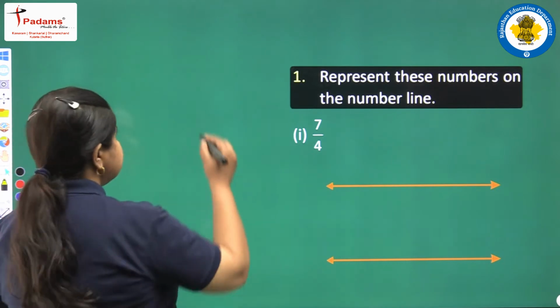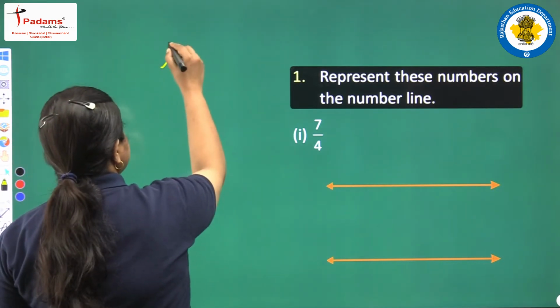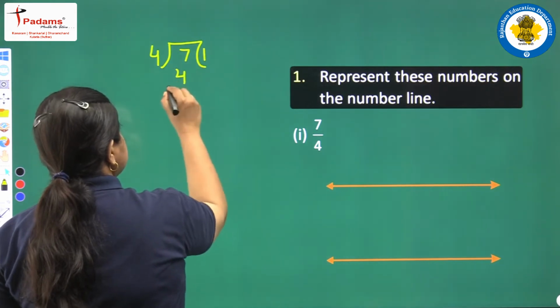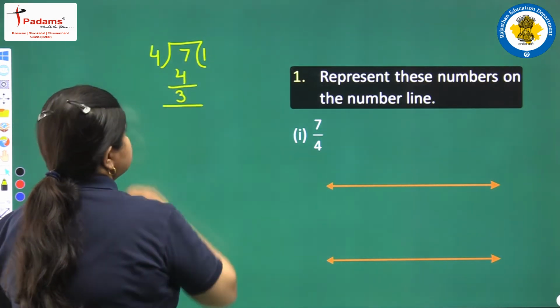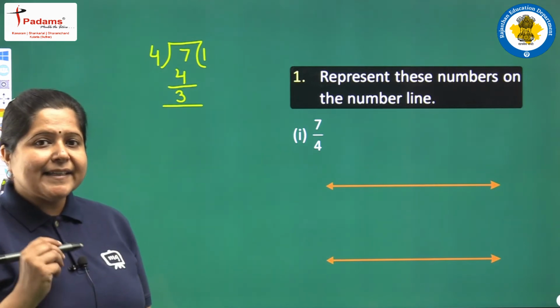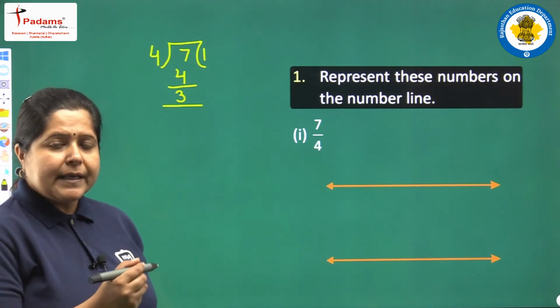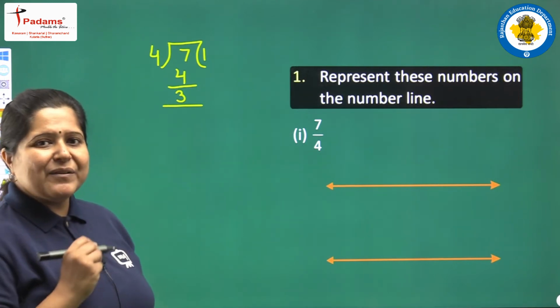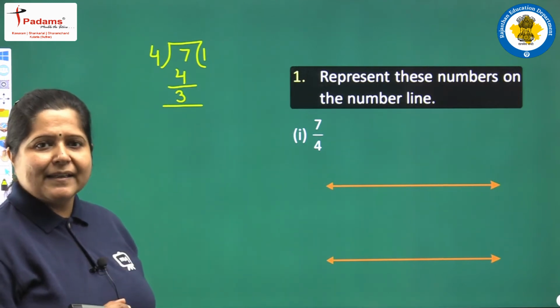For this we divide 7 by 4. This gives us 4 ones are 4 and the remainder is 3. This means that the number is greater than 1 but smaller than 2. This means it will lie somewhere between 1 and 2 on the number line.